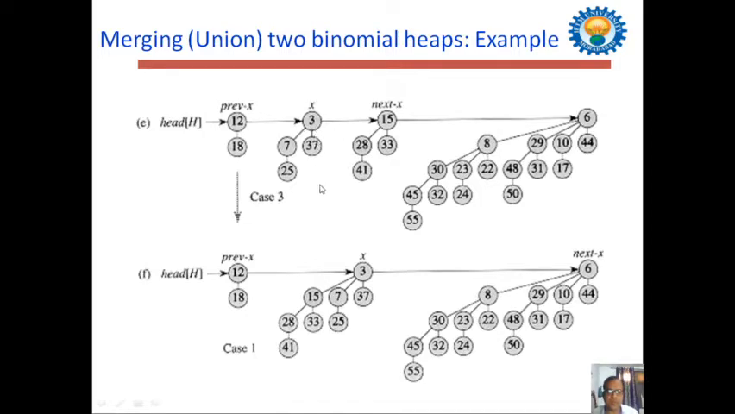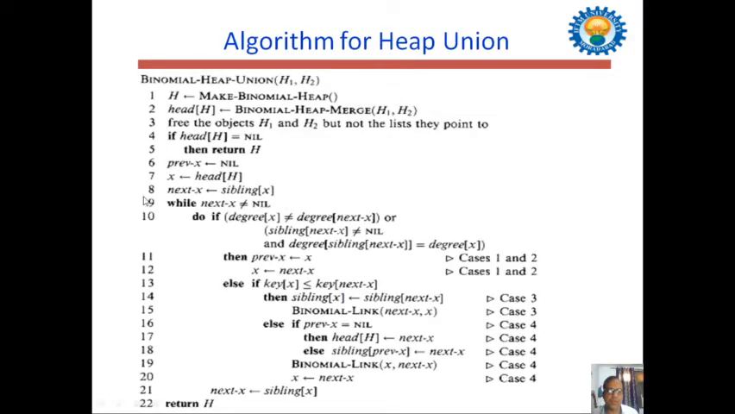So which is the case? Here it is case 3 because key of x is smaller than key of next of x. So next of x will become the leftmost child of x. Here we can see. So now you can see that all the binomial trees have unique degree. The degree of this binomial tree is 1, here it is 3, here it is 4. So after the union operation we can see that every binomial tree has unique degree. This is the algorithm for this.